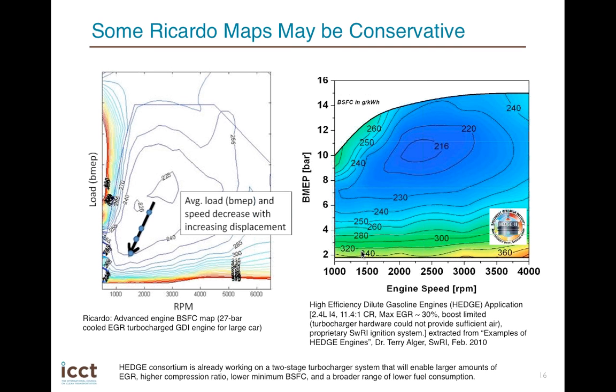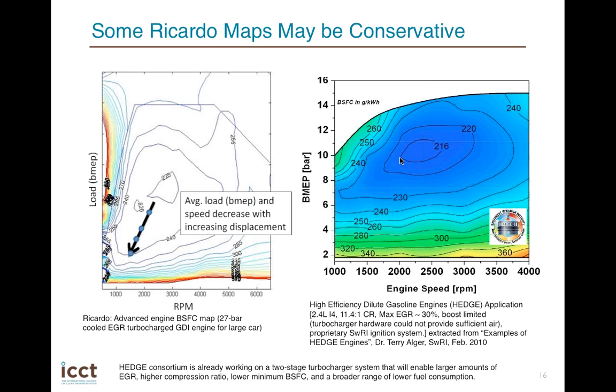There is some reason to believe that Ricardo may have been conservative in their assessments. This is one example here. We chose the boosted EGR version of the engine. This is Ricardo's map that they used for boosted EGR. On the right is a map that was published 3 years ago from the HEDGE Consortium, which is being run by Southwest Research.